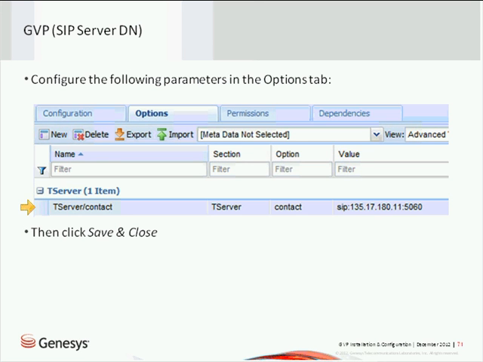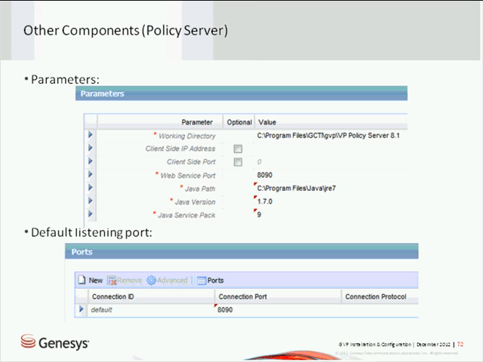Now that we've got this all set up, we can actually start adding some other components. The first is the policy server. This is optional. What this does is it sits between your Genesys Administrator and your config server, and it has basically elevated privileges.